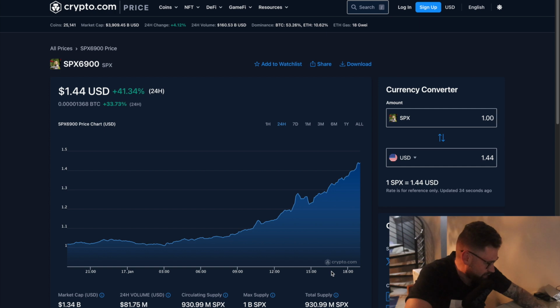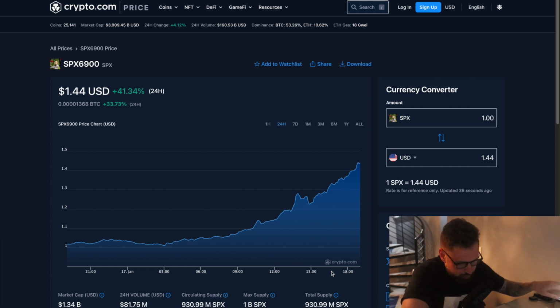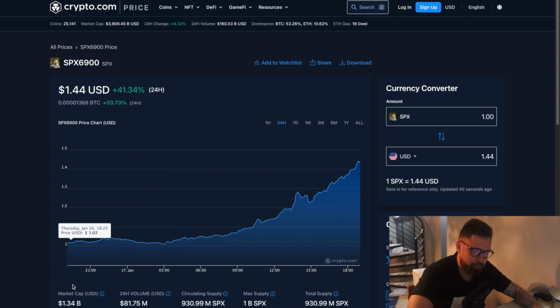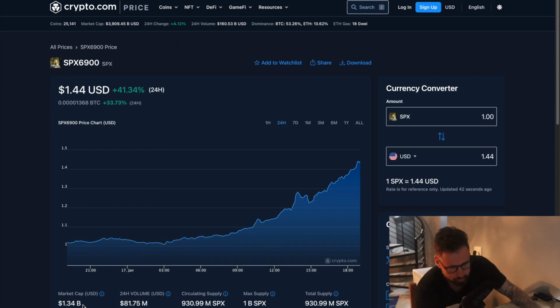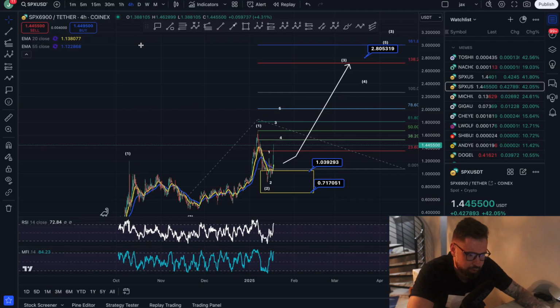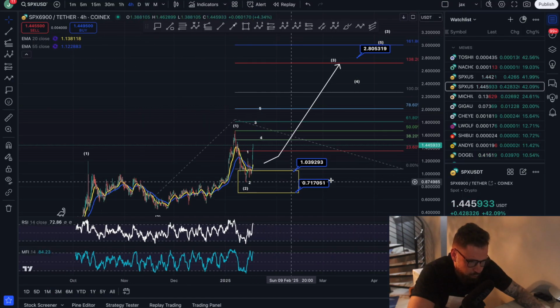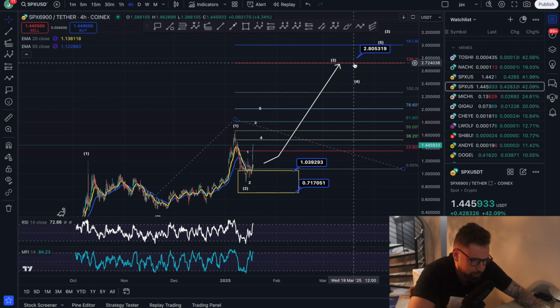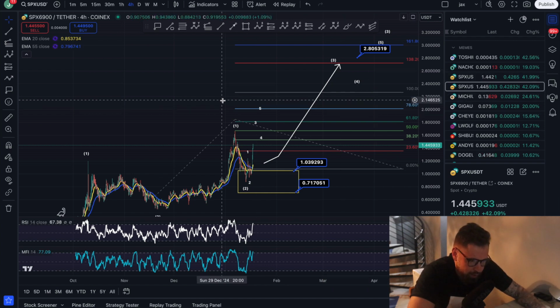Gonna go over SPX6900, massive pump, 40% on the day, sitting at $1.44. We're seeing a market cap of 1.34 billion, 24-hour volume of 81 million. So let's quickly pop into the chart. We exploded from our wave 2 pullback zone. We're now pushing up into our wave 3. As you can see, it's a top meme coin right now. Well, at least the memes that I follow and am invested in.